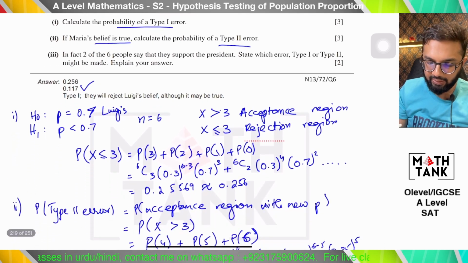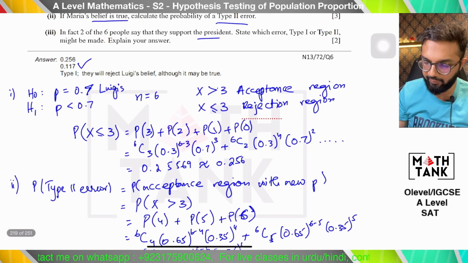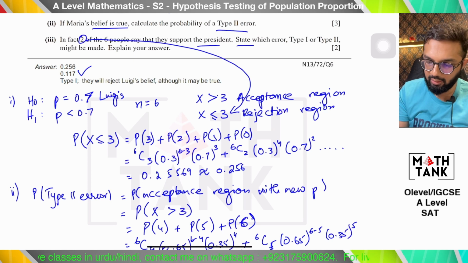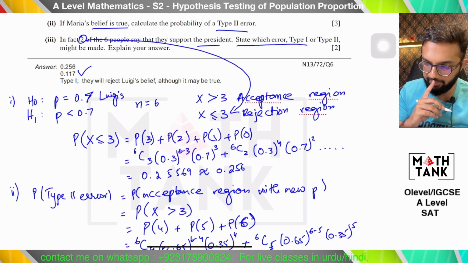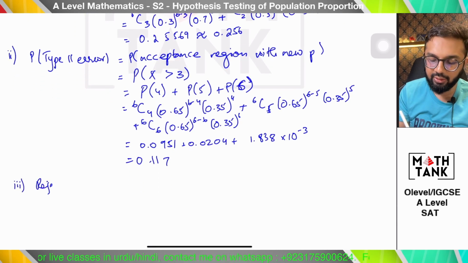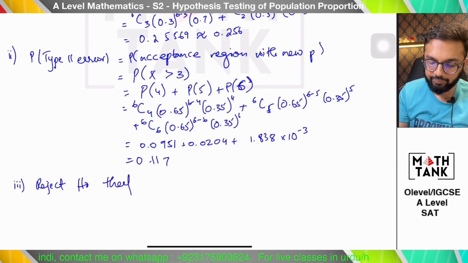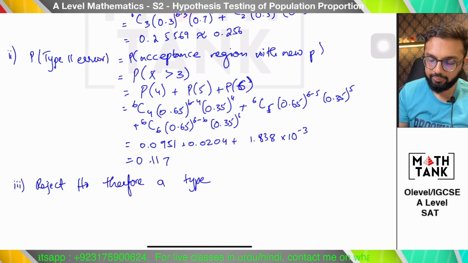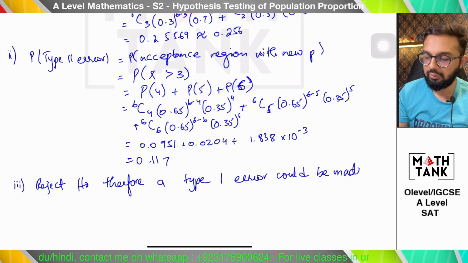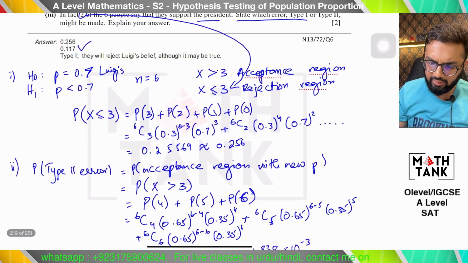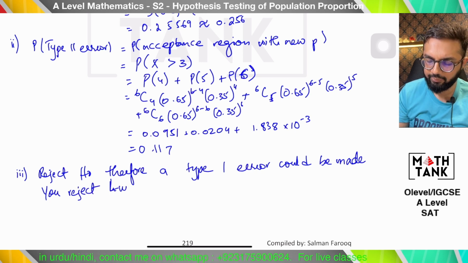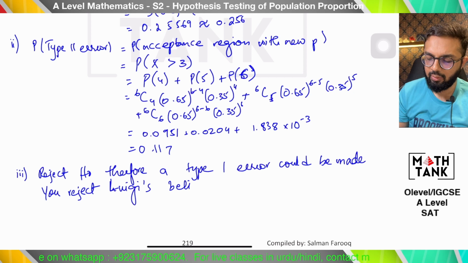In fact, six people say that they support the president. So 6 falls in the rejection region. Okay, state which type of error, type 1 or type 2, might be made. So if it's in the rejection region, you will reject H naught. Therefore, a type 1 error could be made. Okay, you reject Luigi's belief when it is actually true.